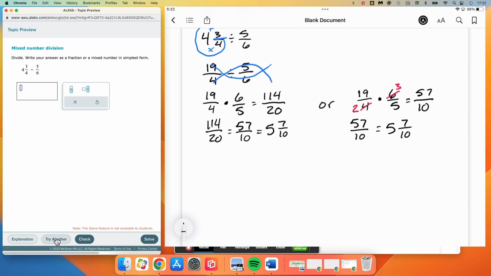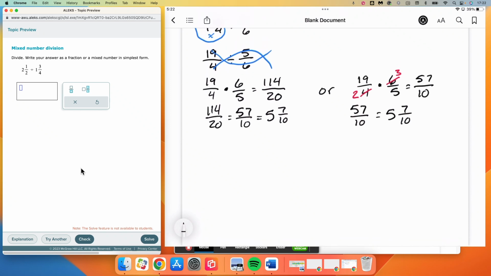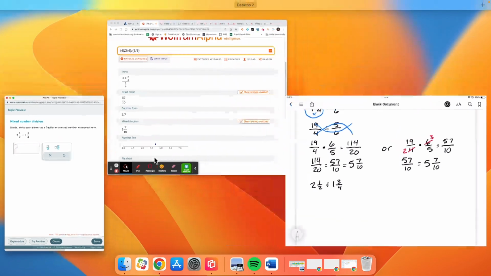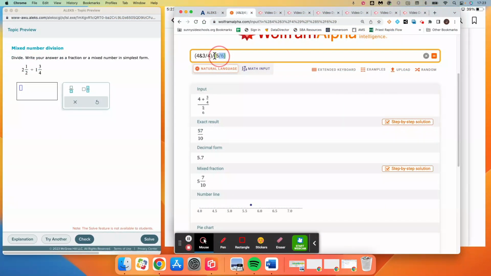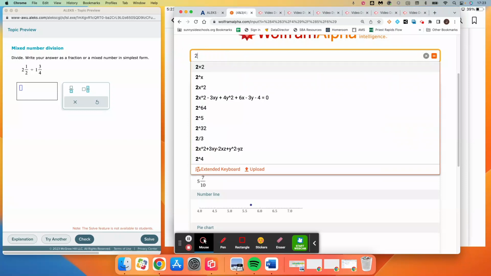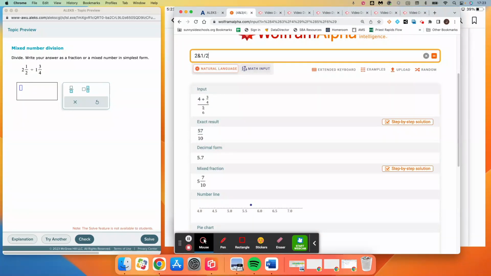Okay, on to the next one. We have 2 and 1/2 divided by 1 and 3/4. I'm going to do this in Wolfram first, just to make sure I show that method. So 2 and 1/2. Remember, it's going to be important to put this in parentheses because we're putting this in the numerator of a fraction to represent division. 1 and 3/4.